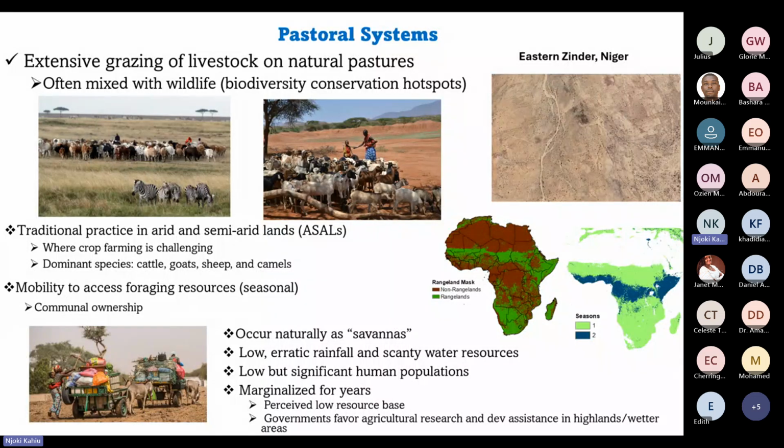They are characterized also by low erratic rainfall and scanty water resources, but very significant human populations also dwell in these places. But over the years, you will find that most governments and development agencies have marginalized these areas because they are perceived as a low resource base, where governments favor agricultural research and development assistance in the wetter areas or the highlands, which they consider as food baskets. But in terms of human population, the economic gain from livestock production, the contribution to GDP, and carbon storage, they are significant ecosystems.